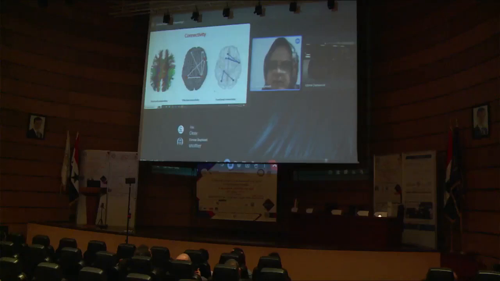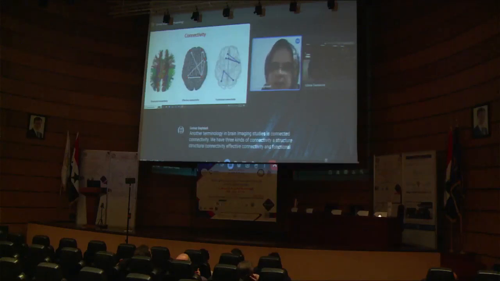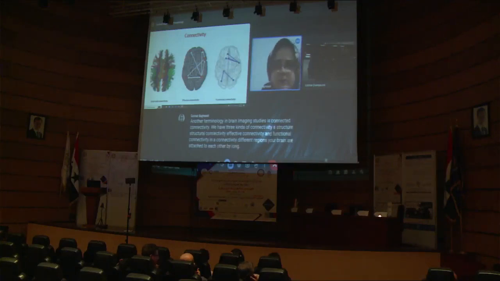Another terminology in brain imaging studies is connectivity. We have three kinds of connectivity: structural connectivity, effective connectivity, and functional connectivity. In structural connectivity, different regions of your brain are attached to each other by neurons with long axons. And we say that some brain regions are connected directly to each other, and we can detect such connectivity just with DTI imaging techniques. We cannot use EEG recording for detecting structural connectivity, but we can use EEG recording for detecting functional and effective connectivity.